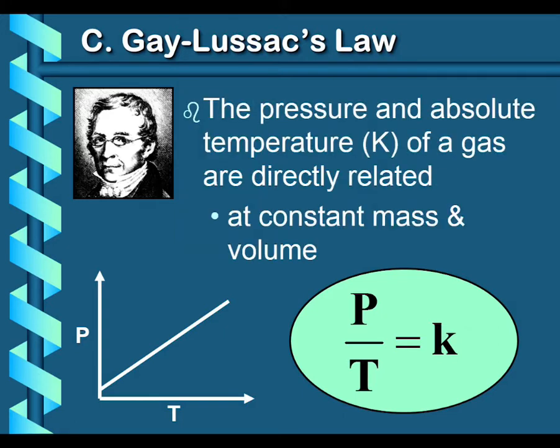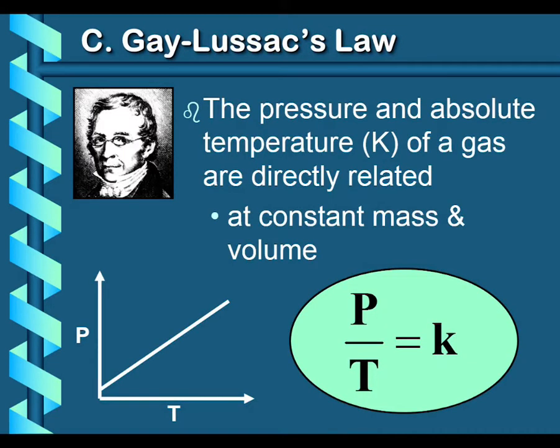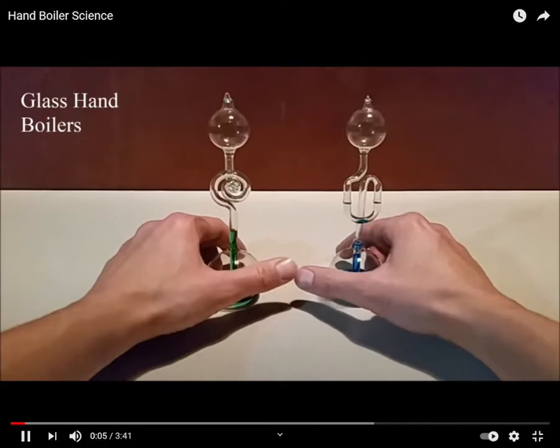So in this one, mass and volume are going to be held constant, and again, temperatures still have to be on the Kelvin temperature scale to do any type of gas law calculation. Let's go look at an example of Gay-Lussac's law.